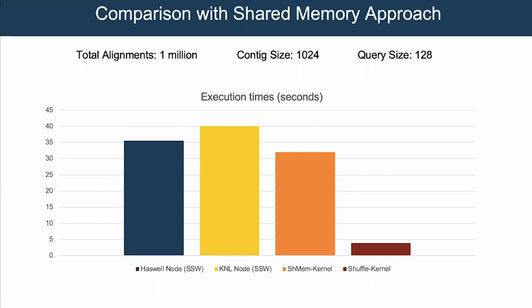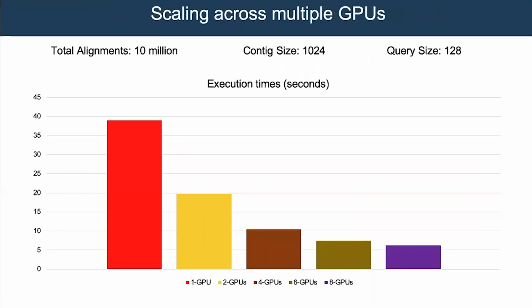The shuffle kernel here is the one which makes use of warp shuffle, the register to register memory transfers, and it is about 10x faster, I think 11x faster than the Haswell node and 10x faster than the shared memory kernel. To see how it scales across multiple GPUs, I used a larger data set of 10 million alignments, and you can see that it scales pretty nicely. Going from 1 to 2 GPUs, the runtime is halved, then going from 2 to 4, it is again halved, and going from 4 to 8, it's again halved.